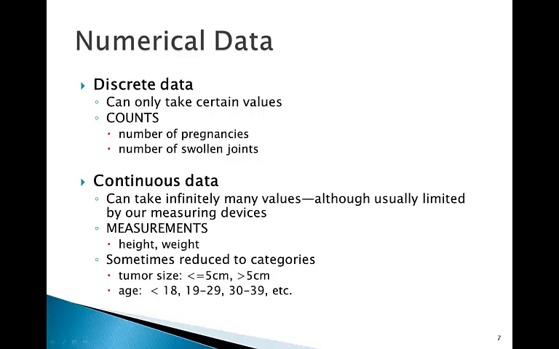Measurements are the most common type of continuous data that you'll see. Height and weight are two examples. And sometimes continuous data is reduced to categorical data to make displaying that information easier. So for example, you could divide tumor size, which is a continuous measurement, into a category. Or you can divide age, which is also continuous, into age groups. Sometimes this might be done to protect individuals' identity or just to make it easier to display.